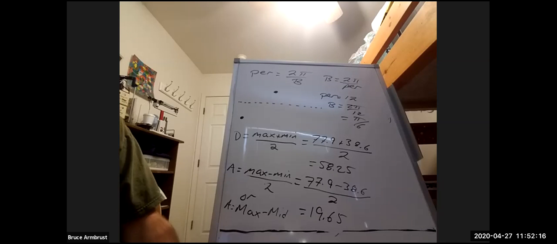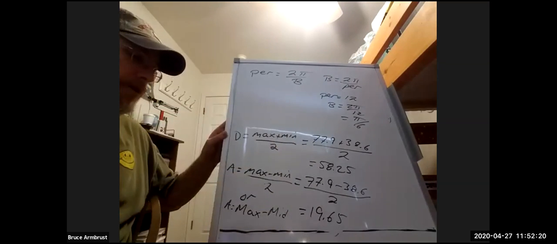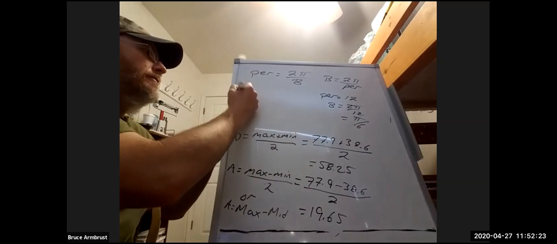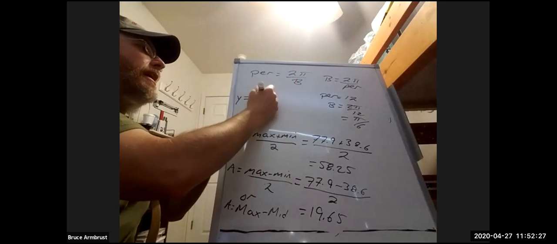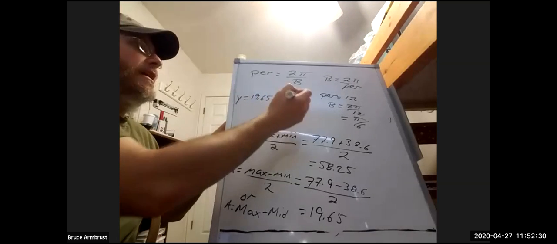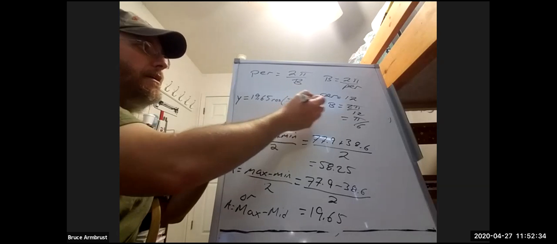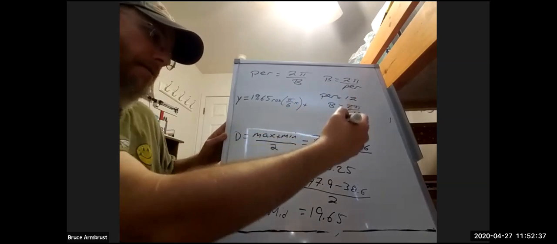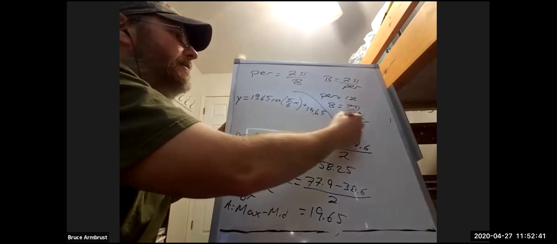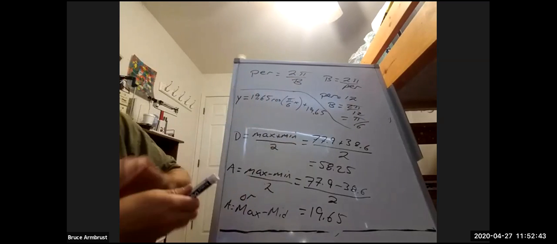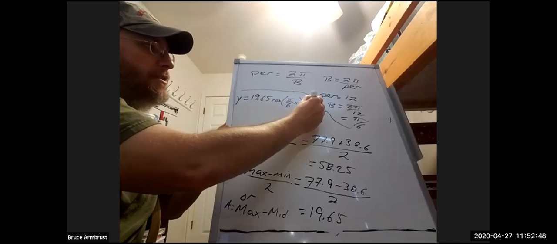All right, so we're close. The only thing we don't have yet is a phase shift. So let me draw what we've got so far. We've got y equals 19.65 cosine of pi over 6 times t plus 19.65. And I apologize for running out of room here. But this has everything in it except the phase shift.